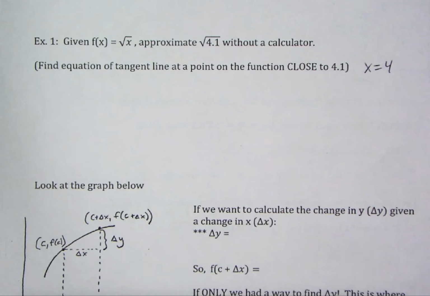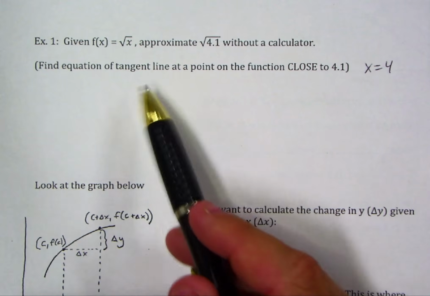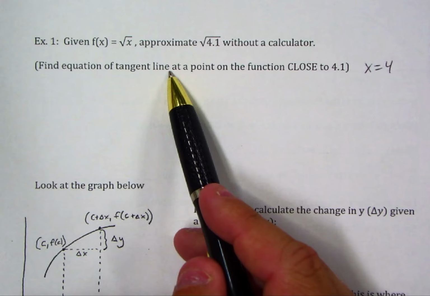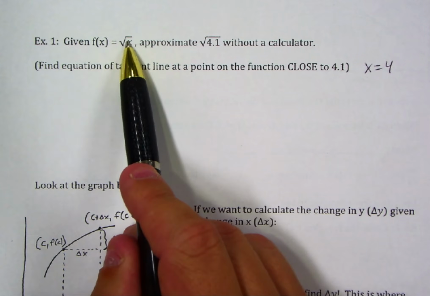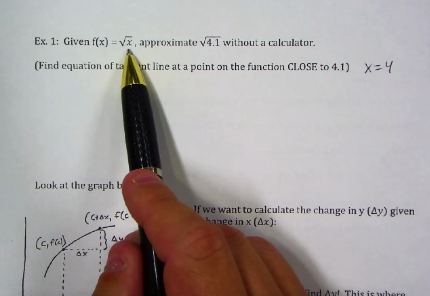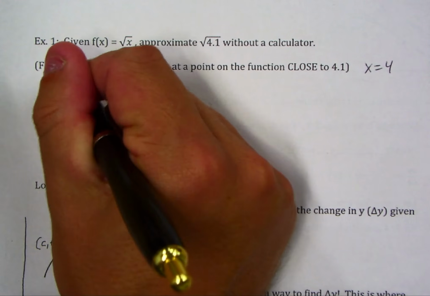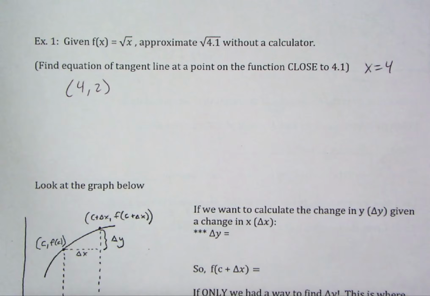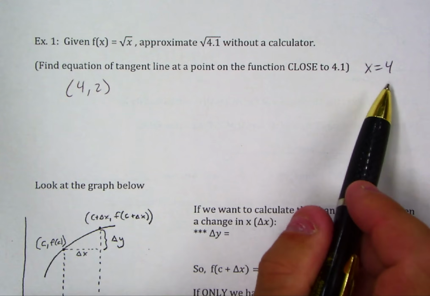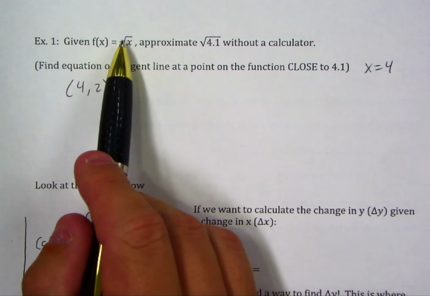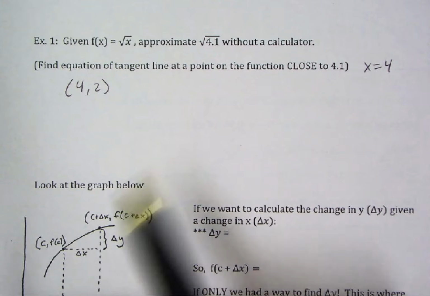First, let's think, how do I find the equation of a tangent line? Well, I need to know the point. If I know the x value is 4, and I plug it into the square root of x, the square root of 4 is 2. So my point is (4, 2). Then I need to find the slope at 4. And this is where derivatives come into play. I want to find the slope of this function at x equals 4.